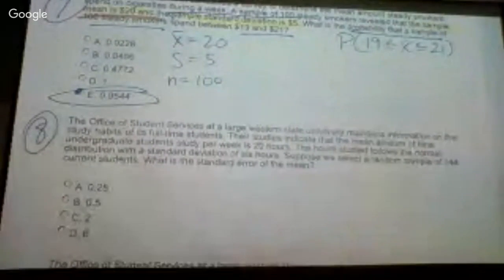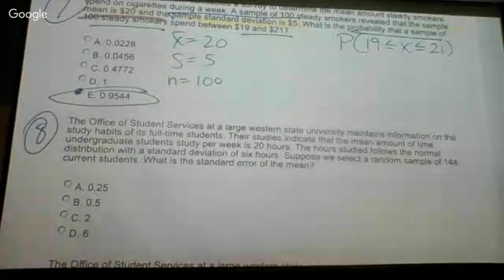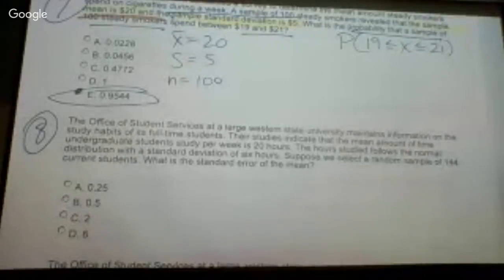Number 8. The Office of Student Services at a large Western state university maintains information on the study habits of its full-time students. Their studies indicate that the mean amount of time undergraduate students spend per week studying is 20 hours. The hours studied follow the normal distribution with a standard deviation of 6 hours. Suppose we select a random sample of 144 students. What's the standard error of the mean?